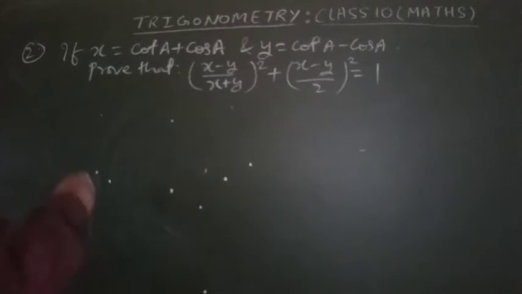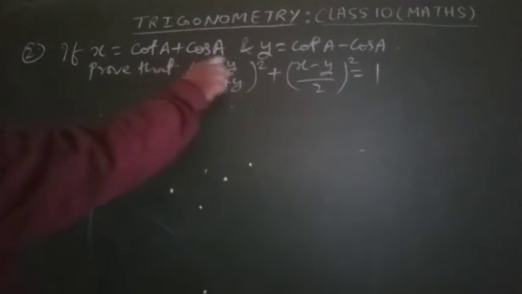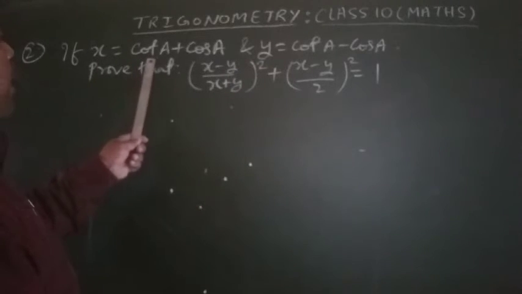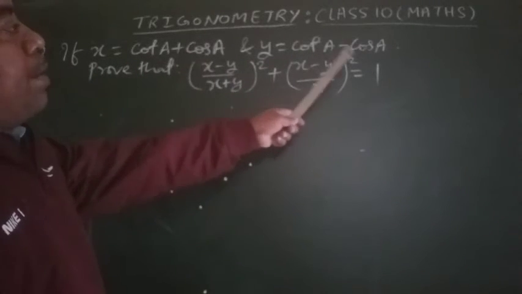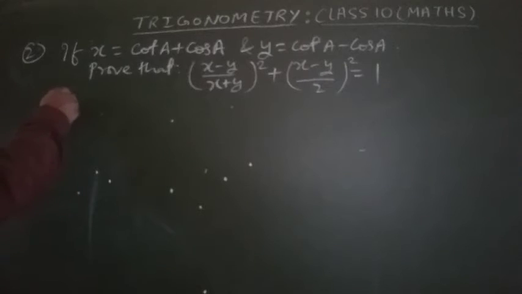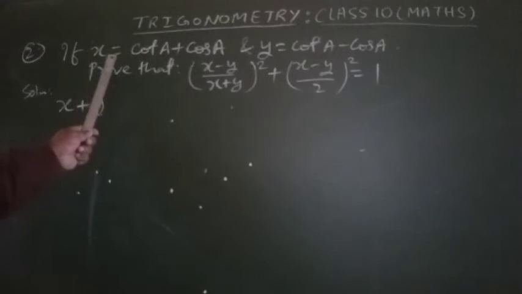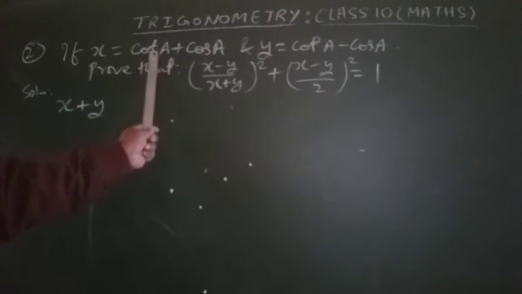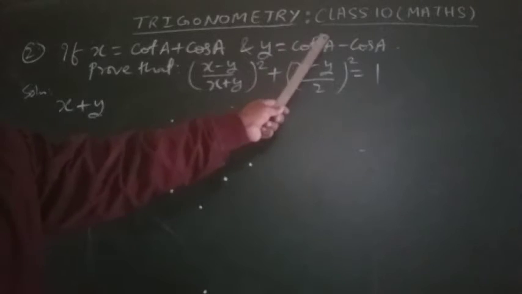So look at this. X value I have, y value I have. X value is cot A plus cos A, y value is cot A minus cos A. So if we do x plus y, the solution is now: cot A plus cos A and cot A minus cos A.